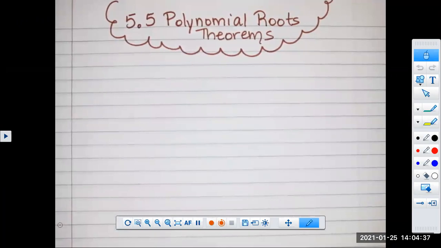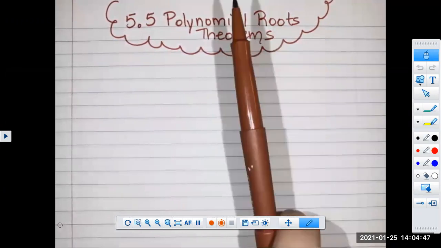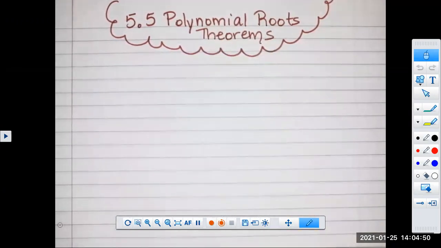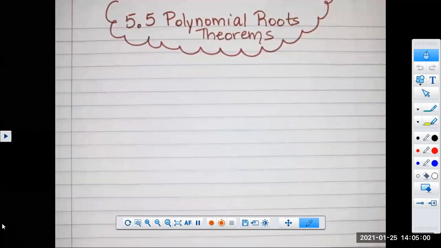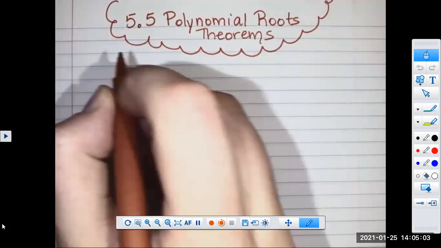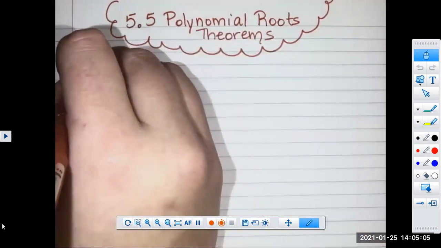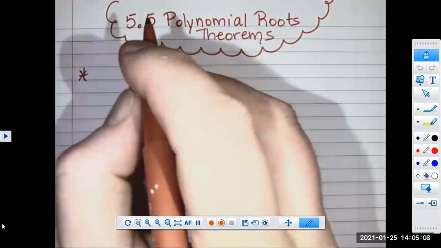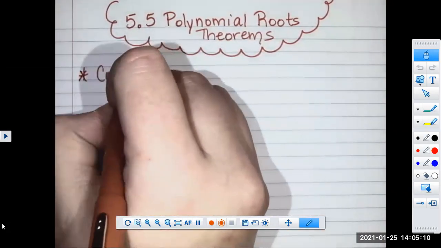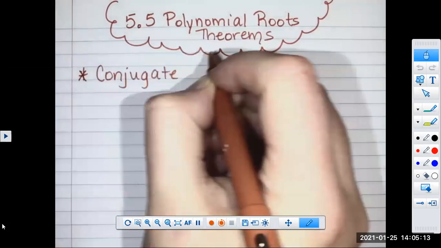Okay, in section 5.5, there's two theorems that we got to talk about, and then we'll finally be done with chapter 5. So in 5.3, when we solved polynomial equations and found their roots, this section is relating theorems about those roots. And so we're actually going to kind of work backwards in a sense today. There's some things that are true about polynomial roots. The first theorem we're going to look at is called the conjugate root theorem.